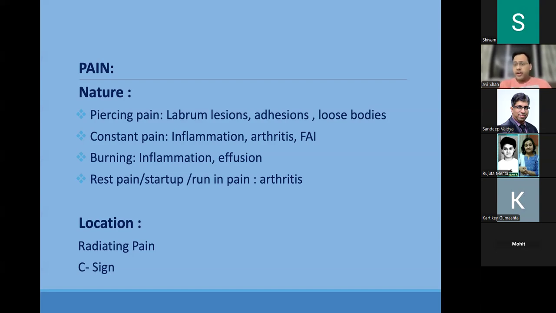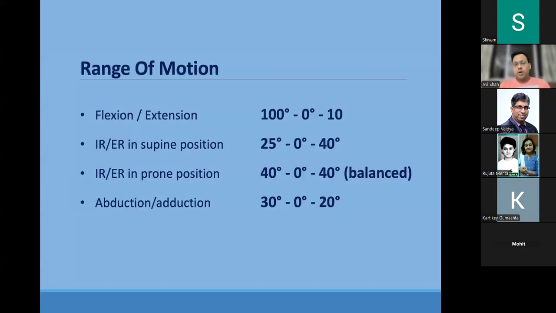So again, you can have radiating pain to the back and to the knee, and the C sign which I spoke about, which patients will come with. Next is looking at the range of motion. Usually, most of the time, you should have equivocal or similar range of motion on both sides. But depending on pathology, it can change. Whatever I have shown in this, it's not like it has to be that much. It is all a range of plus or minus 10 on either side, depending on the person.